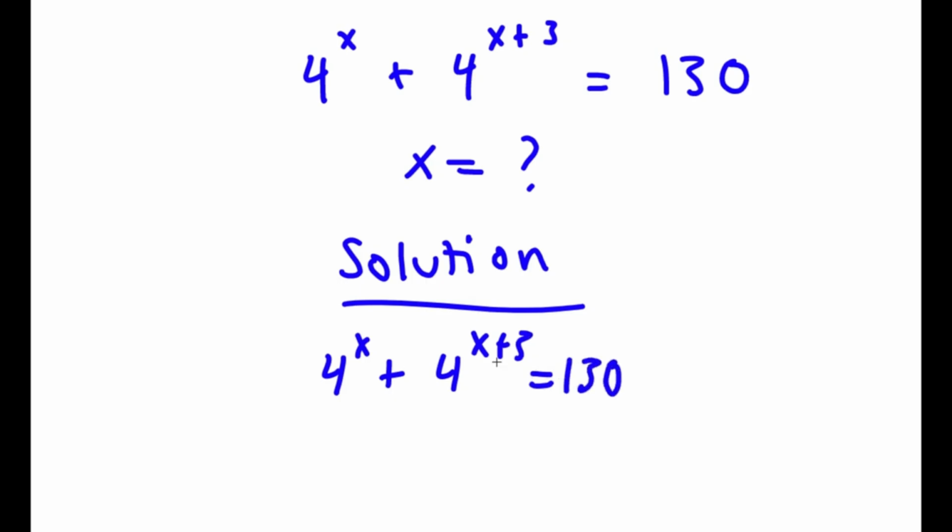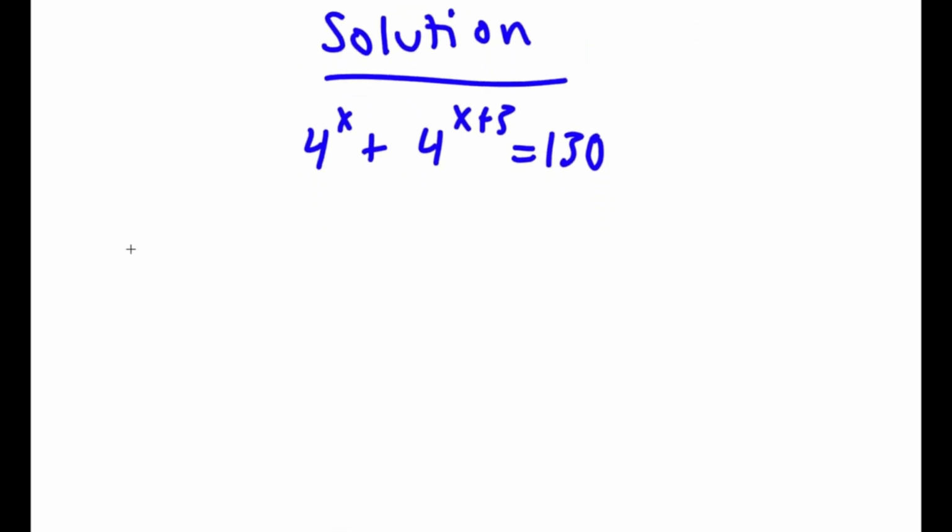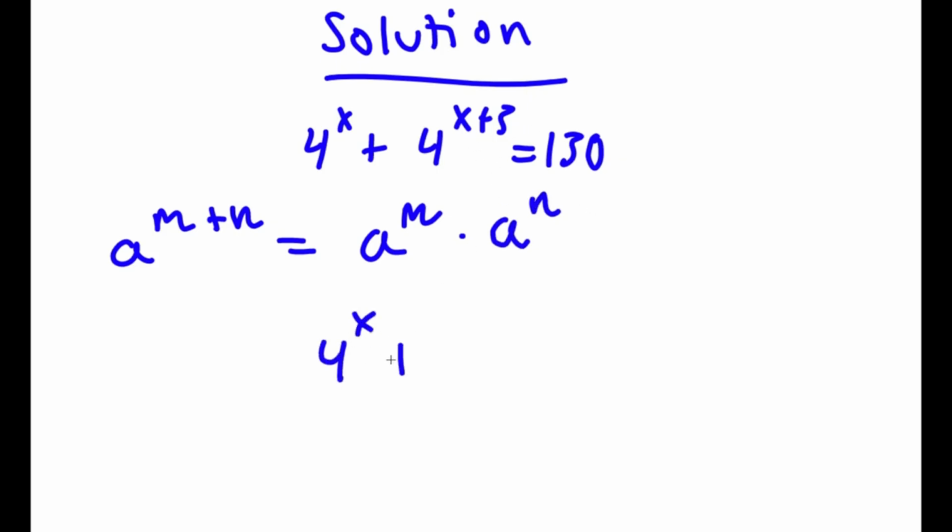Now, if I have something in the form a to the power of m plus n, this is equal to a to the power of m times a to the power of n. So 4 to the power of x plus 3, we can rewrite as 4 to the power of x times 4 to the power of 3. Now this is equal to 1/3.